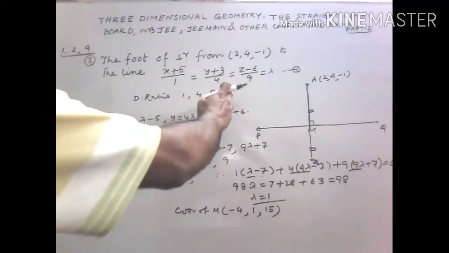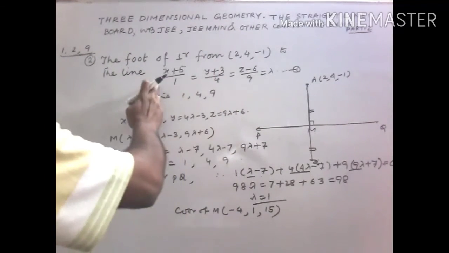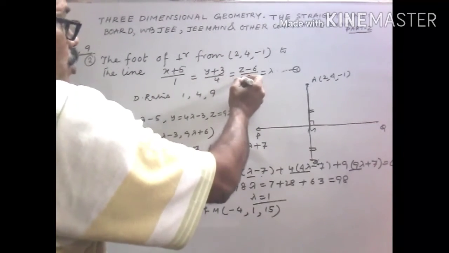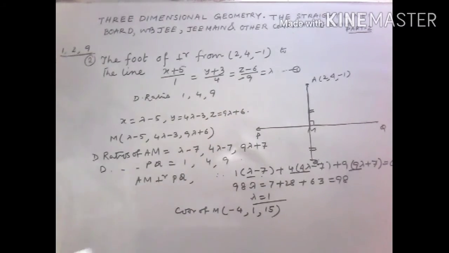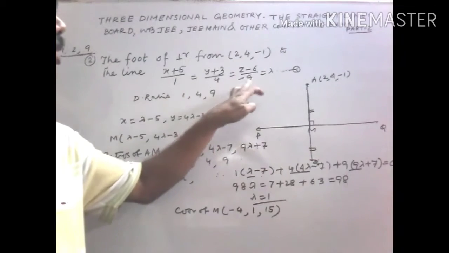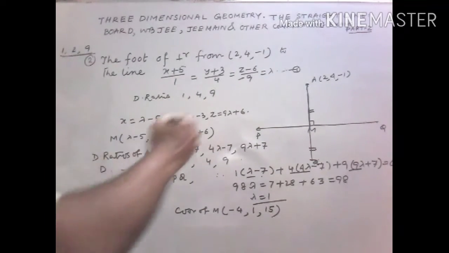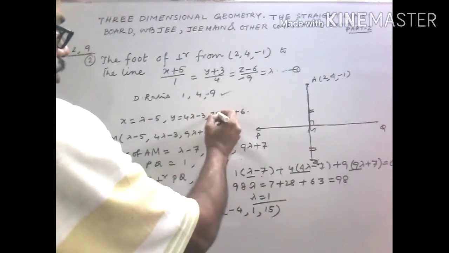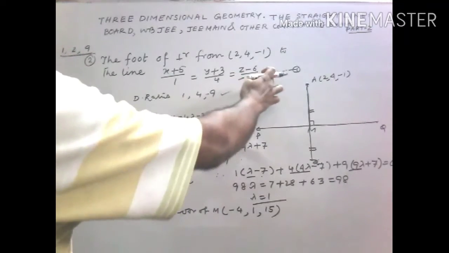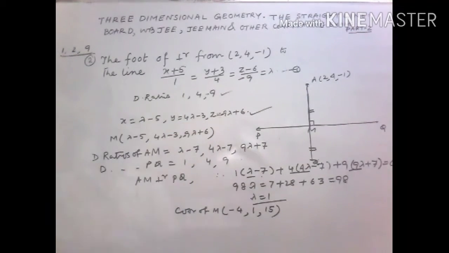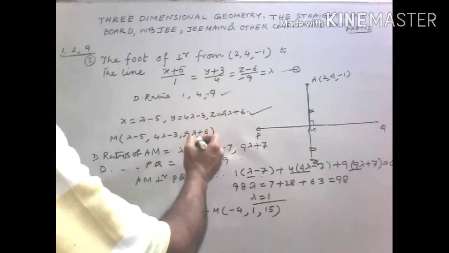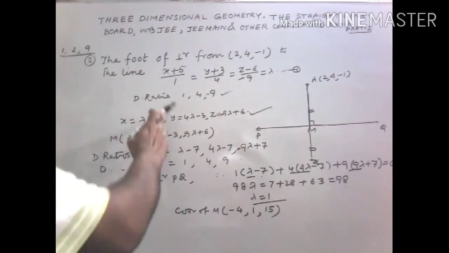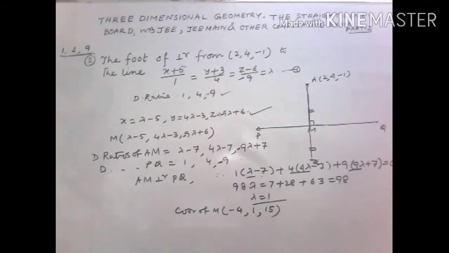The process is the same, but in our problem, the foot of perpendicular from (2, 4, minus 1) to the line, this is minus 1, and this 9 will be replaced by minus 9. So the D ratios are minus 1, 4, minus 9. So this is minus 9 lambda plus 6, minus 9 lambda, so this one is the difference, so this is minus 9 lambda plus 7. The others are 1, 4, minus 9.